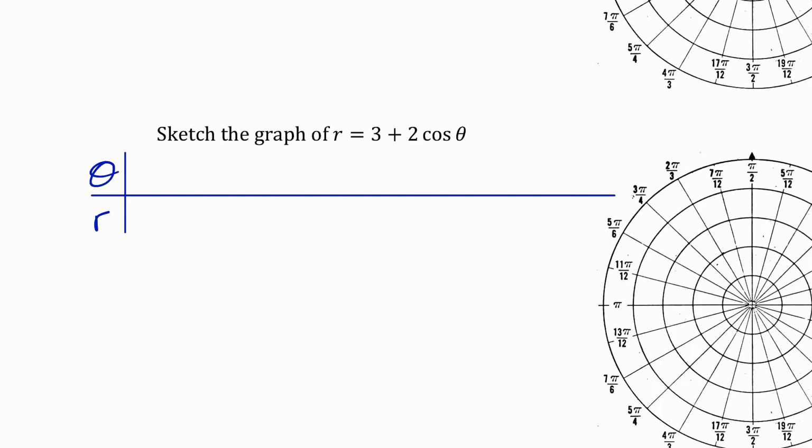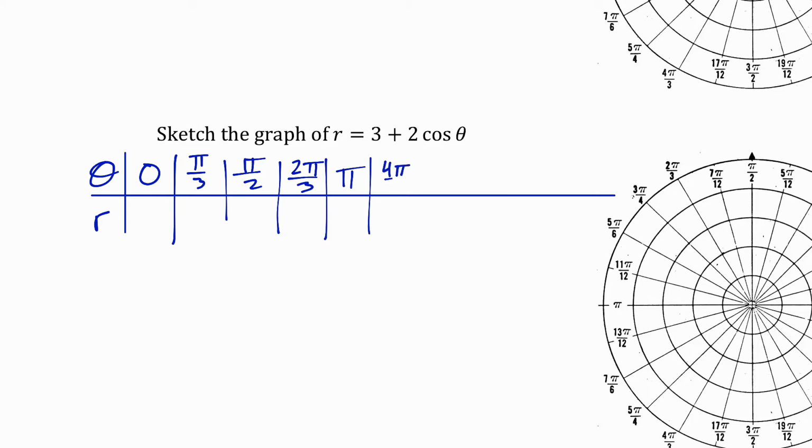So let's just start off with 0, and let's go pi over 3, pi over 2, 2 pi over 3, pi, 4 pi over 3, 3 pi over 2, 5 pi over 3, and 2 pi.